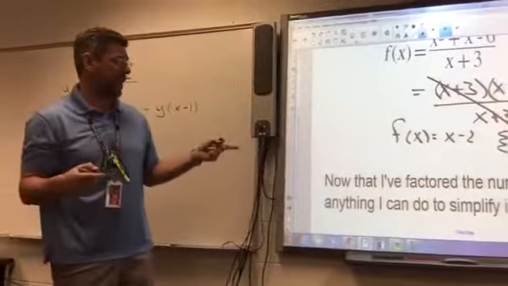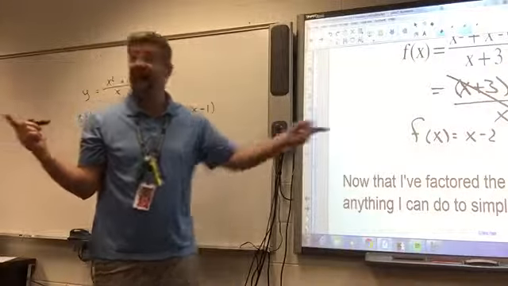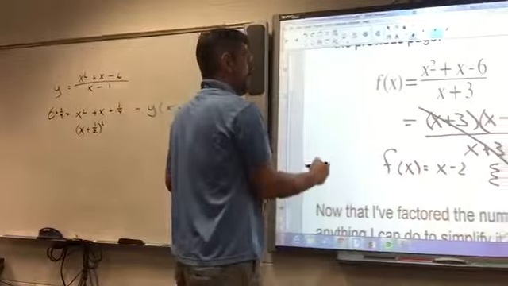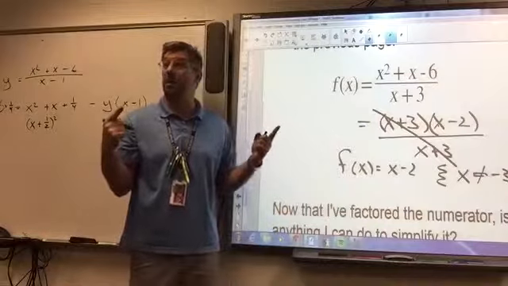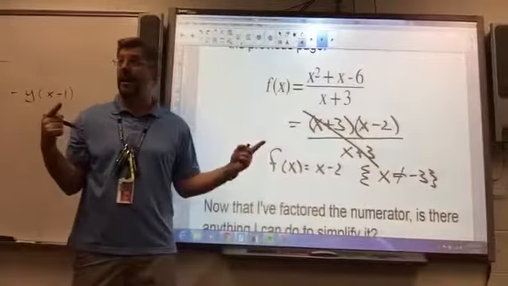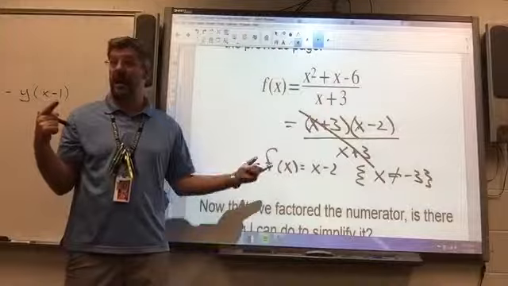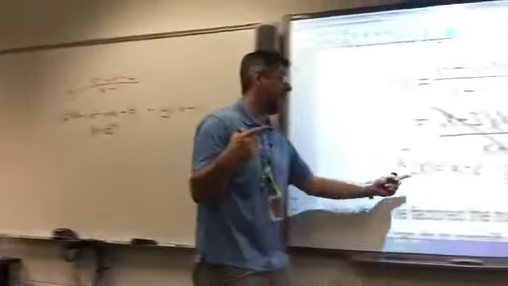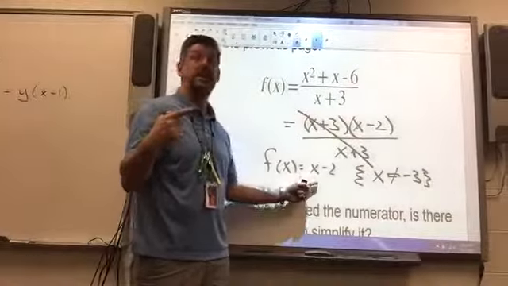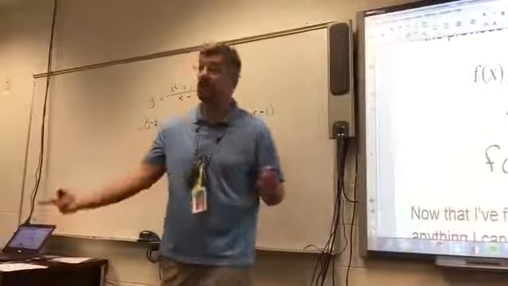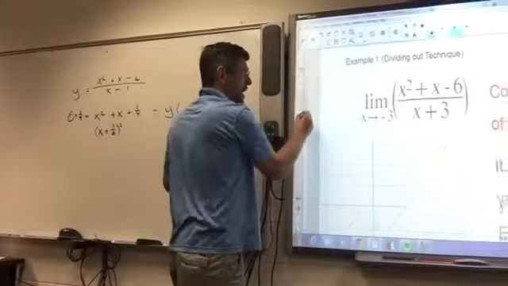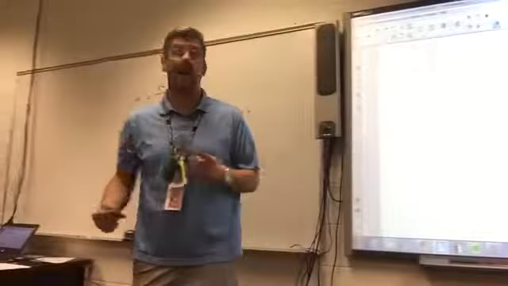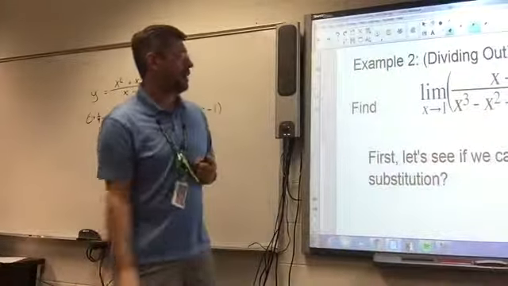Now that I factored the numerator, I can simplify it. I've done that. And the limit as x approaches -3, what would I do then? Can I use direct substitution at this point? Yes, I would plug in x equals -3. -3 minus 2 is -5. Is that what my graphical approach got me? Yeah? Does that make sense? All right.